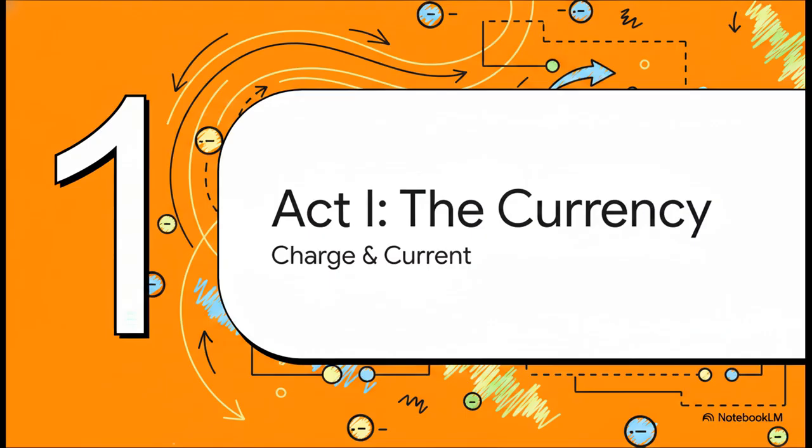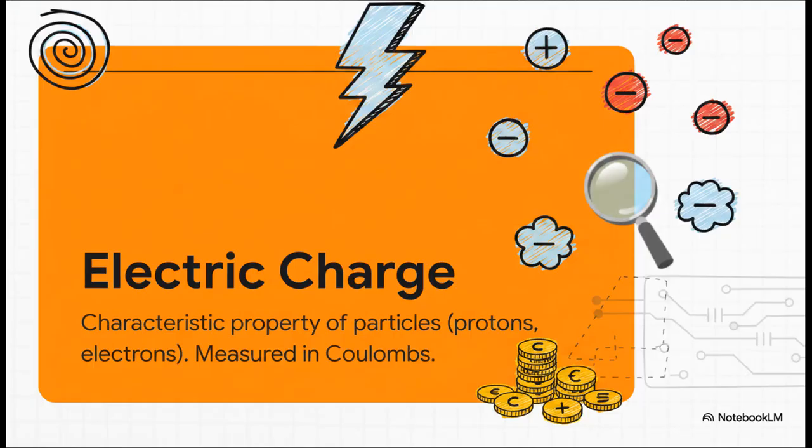Let's zoom way in. At the literal foundation of all this, we have charge. It's just a fundamental property of subatomic particles, right? Protons carry a positive charge, and electrons carry a negative one. We measure this electrical charge in a unit called coulombs. If we're playing a board game, imagine coulombs as your physical coins. You have to have these coins before absolutely anything else can happen in the game.